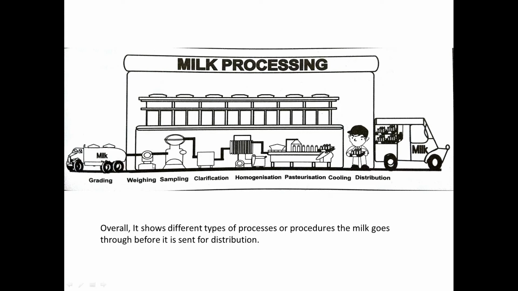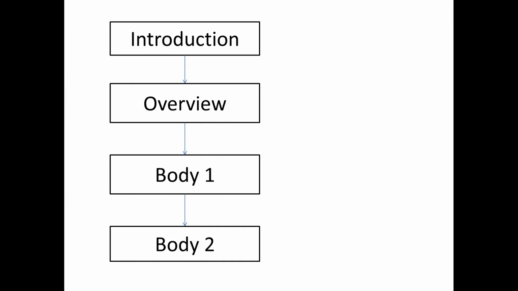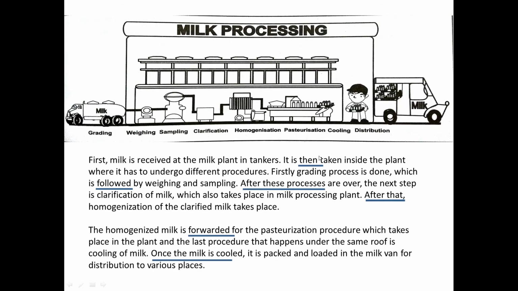We can also write the number of processes that are happening here, but we have to avoid writing the names, because there are lots of processes, and writing the names of all the processes is not a good idea here. So here we have done the introduction, then the overview. Now it's time to write body paragraphs. Writing a body paragraph in the case of a diagram is a very easy thing.